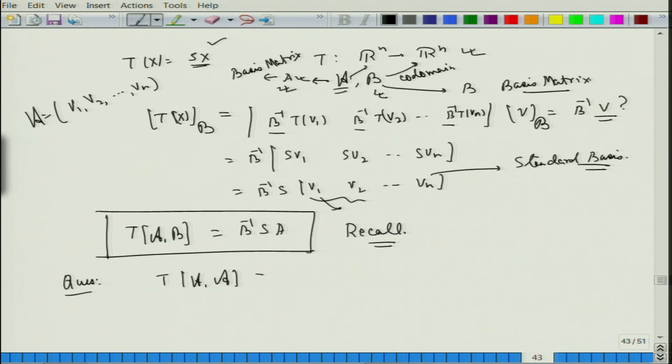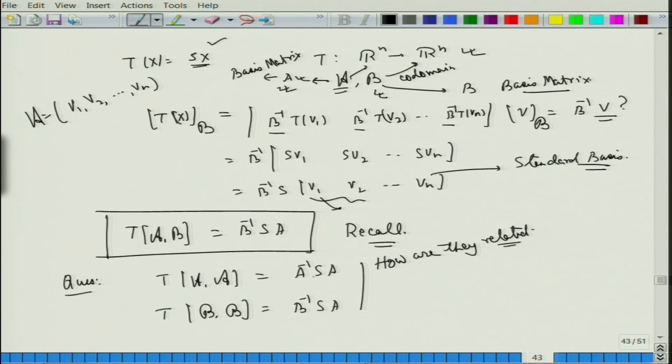Now, the question that I had asked: T of AA by definition is A inverse SA, and T of BB will be equal to B inverse SA. How are they related? They are related with the idea that I can write S as A times T of AA of A inverse. This is also equal to, sorry, here it is B because it is BB here. So S is equal to B times T of BB of B inverse.